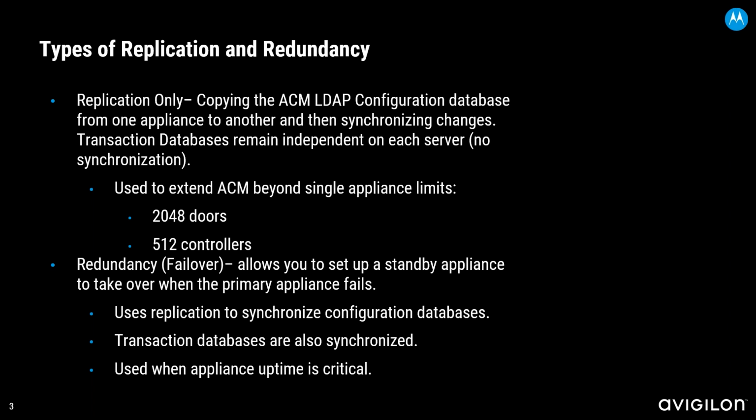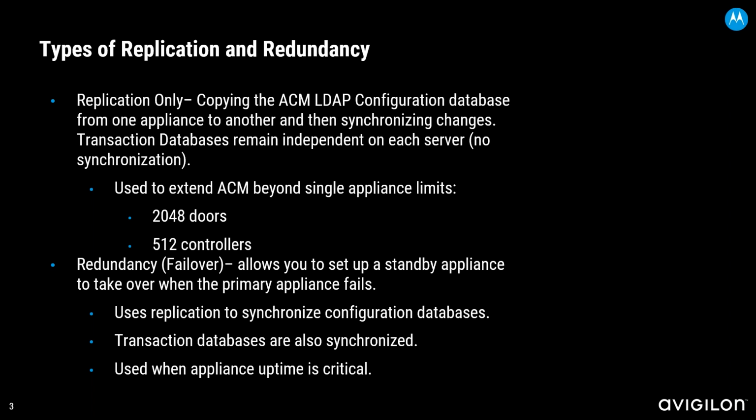Nice thing about a 1501, it is PoE and you're able to take network out to the door and power everything, but one of the drawbacks is a 1501 is a controller. So you can hit that controller limit pretty quick. Not a problem. We can go beyond 512 controllers. We would just add a second appliance and then we would configure replication between the two.